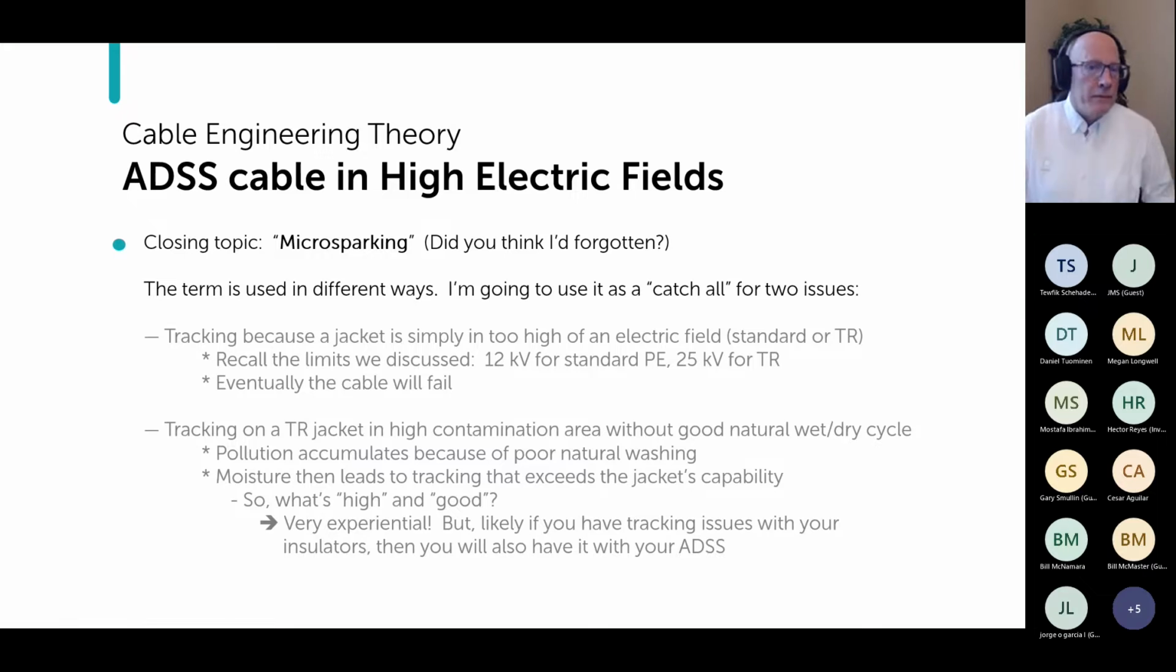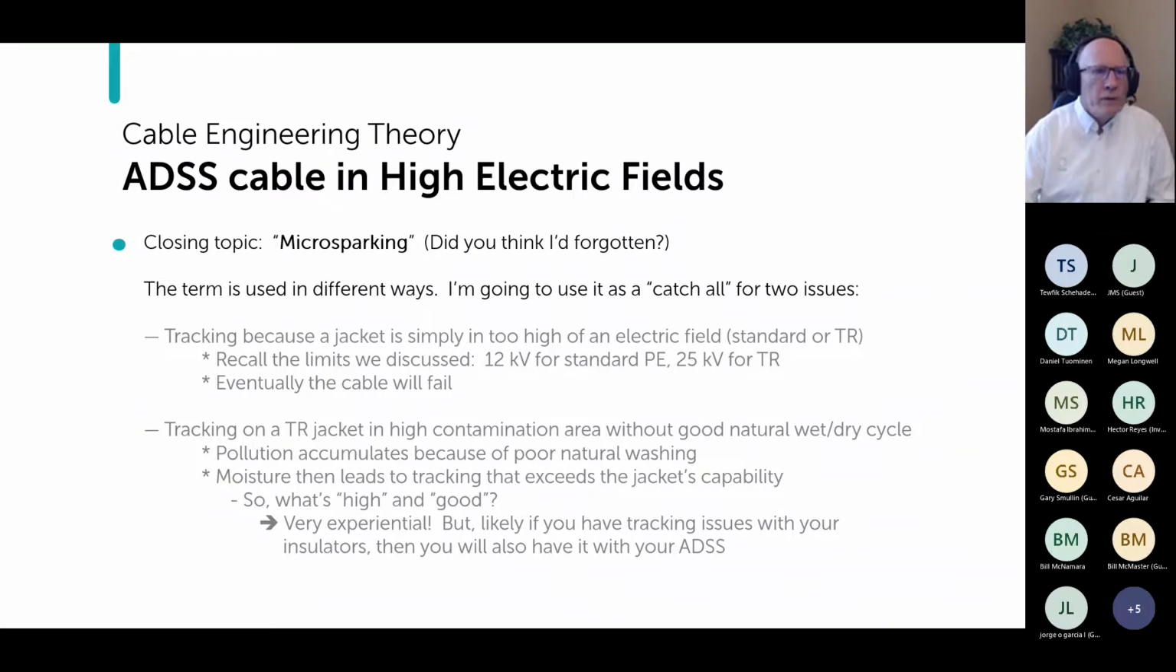And I had mentioned, and maybe you thought I forgot about microsparking. That term is used in different ways, so I'm just going to use it as a catch-all. And if somebody feels that this is incorrect, please feel free to reach out and correct me on this. This is my view. It's tracking. Microsparking is just another way of describing tracking when it's occurring on an ADSS cable.